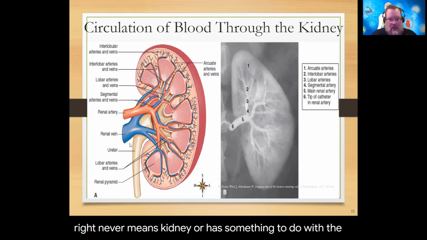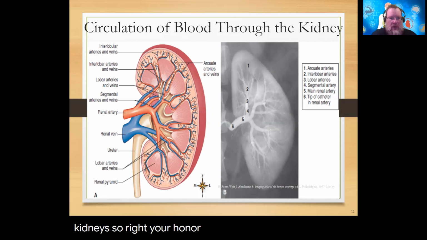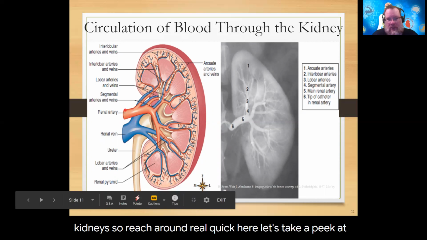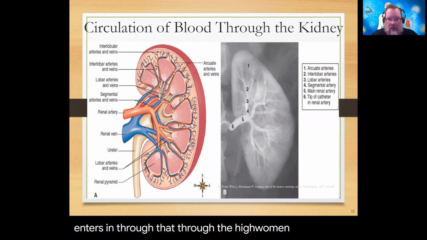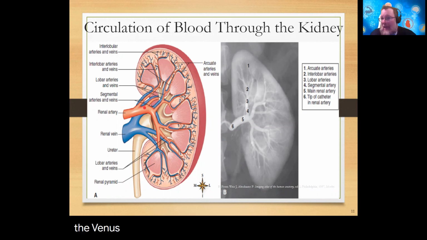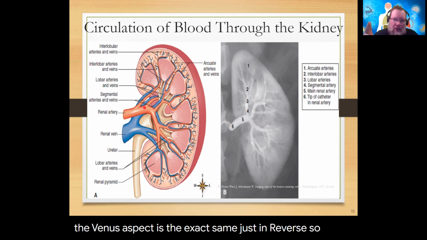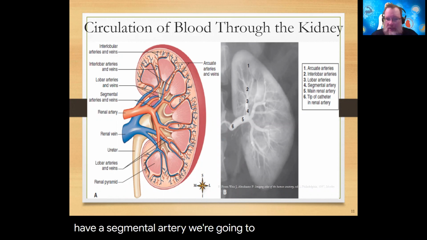So let me get my pointer on real quick here. Let's take a peek at how that blood is coming in. We see the renal artery enters through the hilum, and we see a couple of branches called segmental arteries. The venous aspect is the exact same, just in reverse. So if we have a segmental artery, we're going to have its associated segmental vein. You can see they're neighboring one another. Again, red is your artery, blue is your vein. So the renal artery goes off into segments.